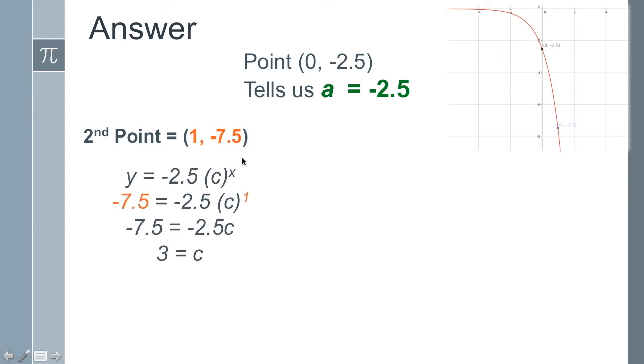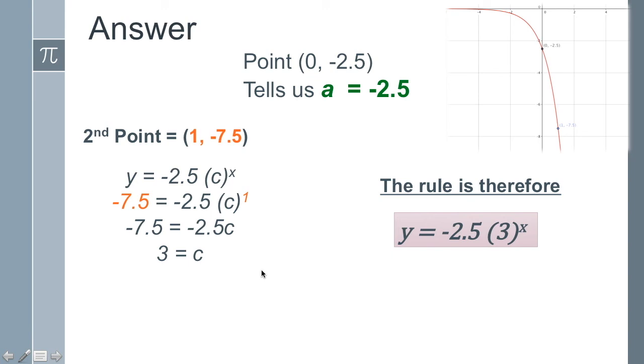So using this rule here, with a as negative 2.5, we take our 1 and our negative 7.5, and we place them into our rule. Very simply though, our c is to the power of 1, so it's just c. So all we're left to do here is isolating c, and we divide both sides by negative 2.5, and we get that c is equal to 3. Therefore, our rule is y is equal to negative 2.5 times 3 to the power of x. Remembering that c is the only thing that is to the power of x.